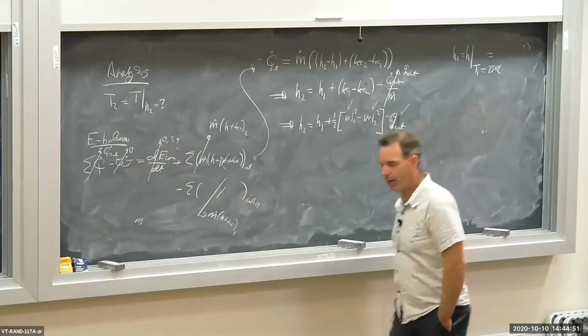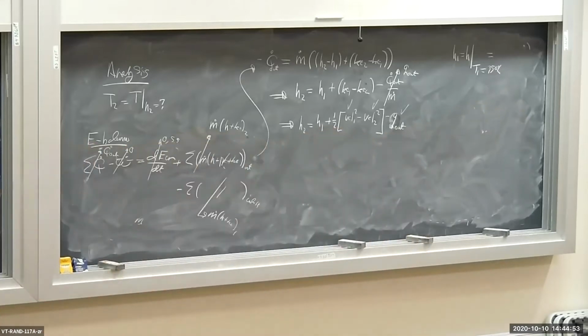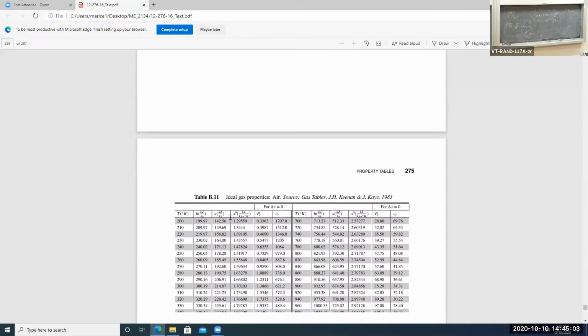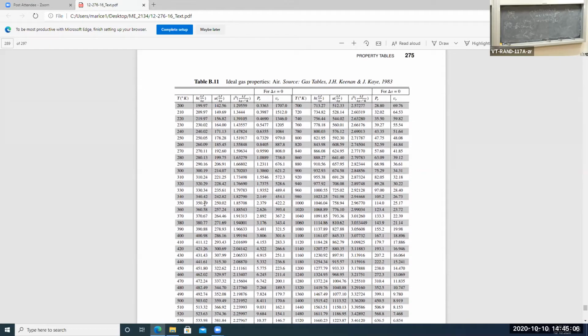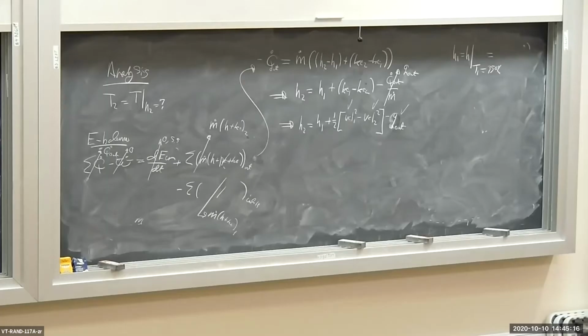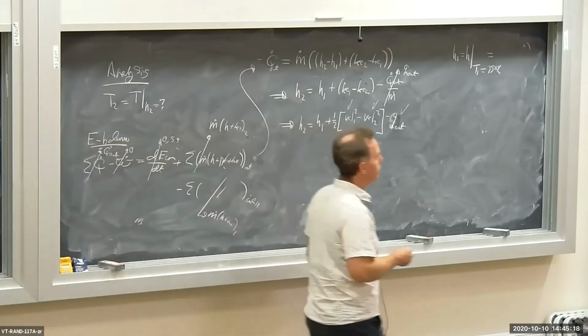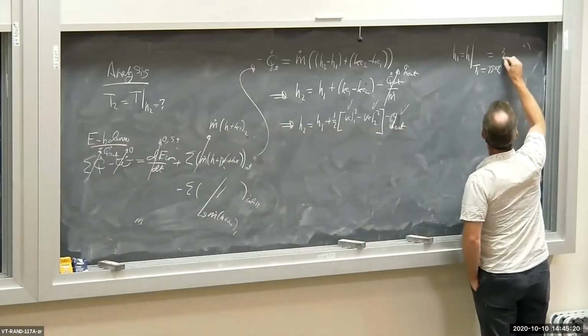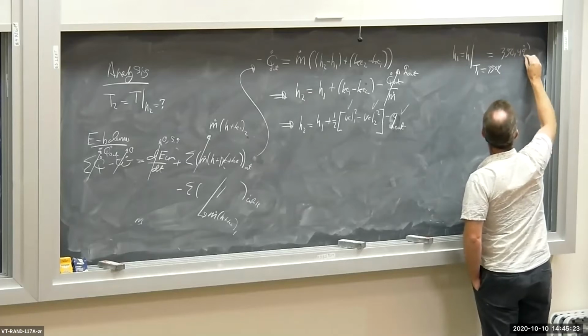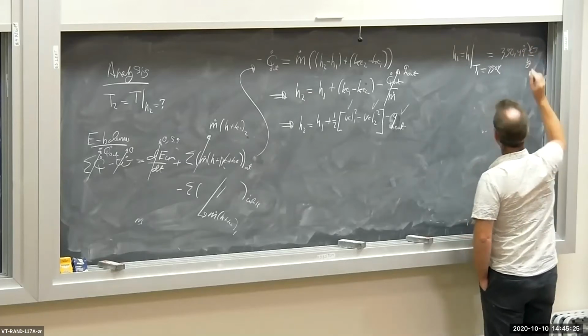And I can look up specific enthalpy for air in a table, 350 degrees. Let's see here. Screen share. So here's my IGB table, 350 degrees. Looks like specific enthalpy is 350.49. So we'll put that up. Okay, so that's from tables.